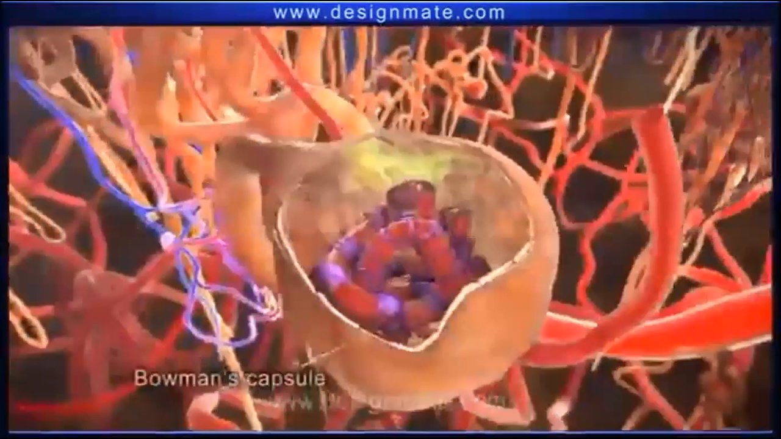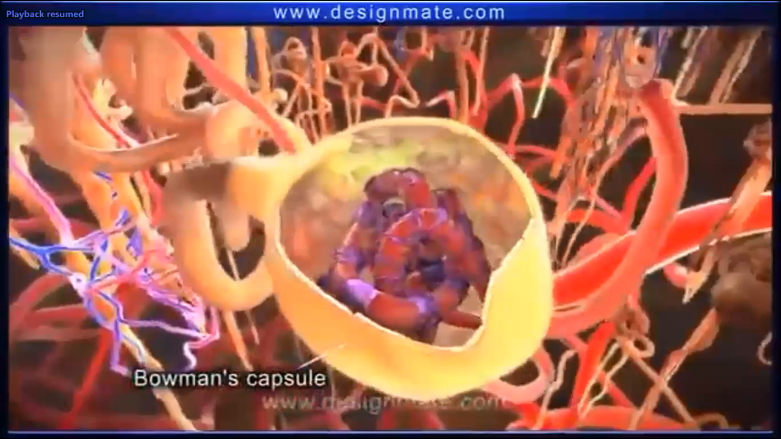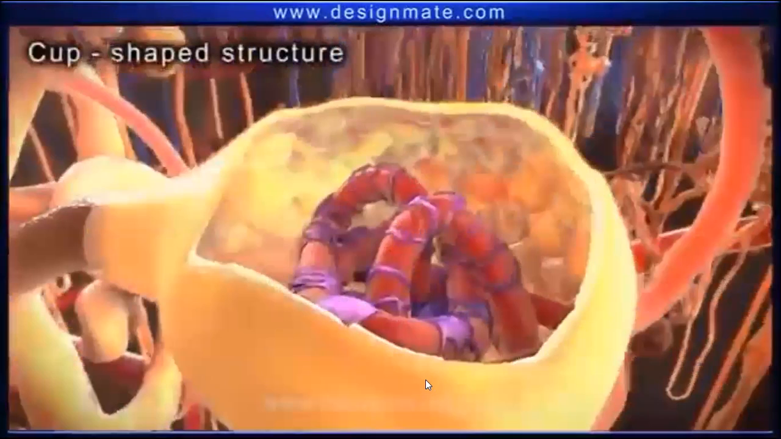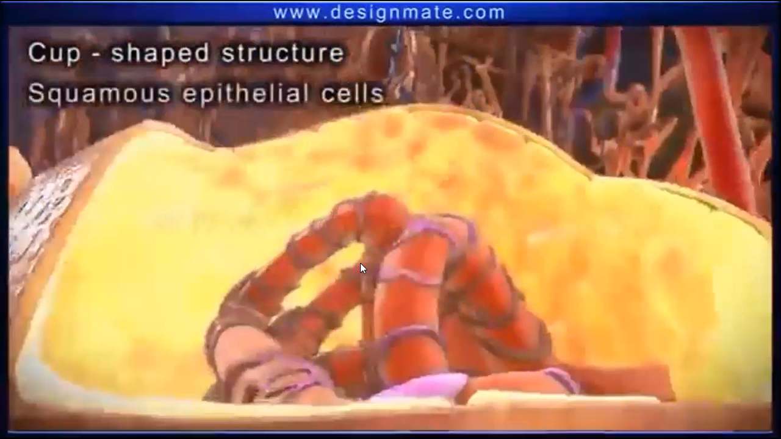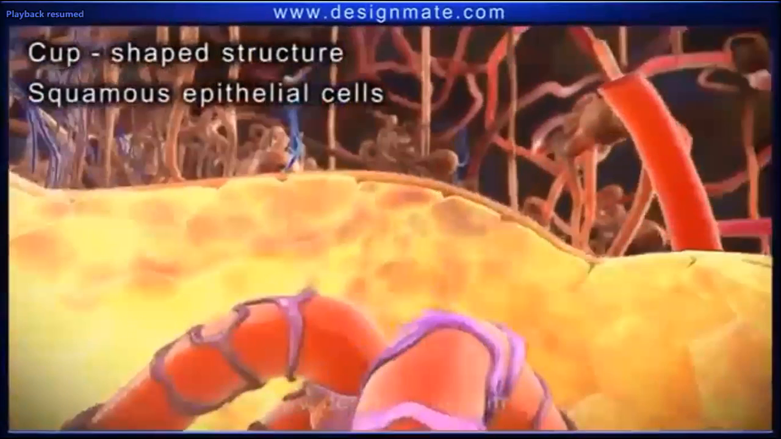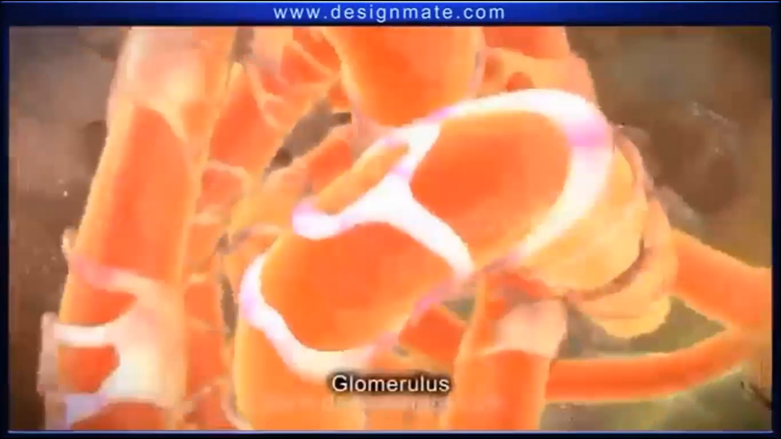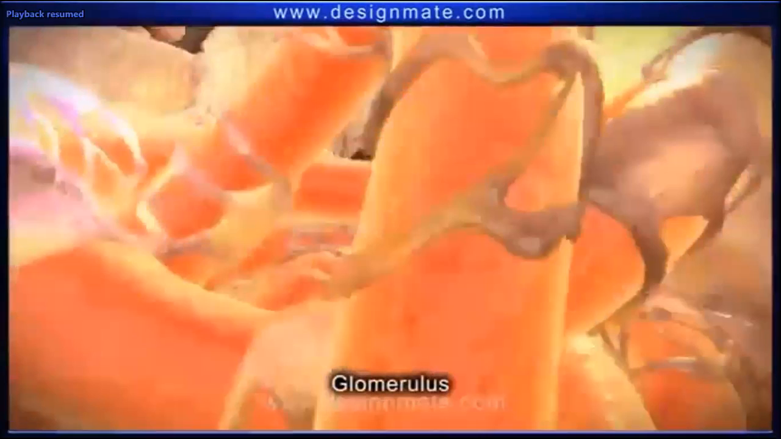Each nephron has a Bowman's capsule. See, this is a Bowman's capsule. The Bowman's capsule is a bowl-shaped, cup-shaped structure. Internally, it contains squamous epithelium, maintained by podocyte cells. It contains millions of capillaries, a bundle of capillaries, that is the glomerulus.